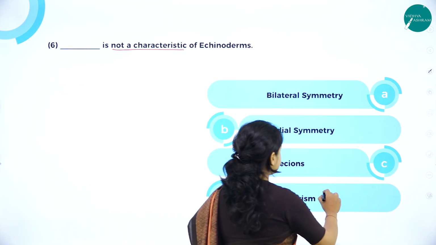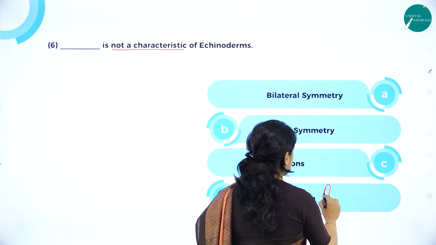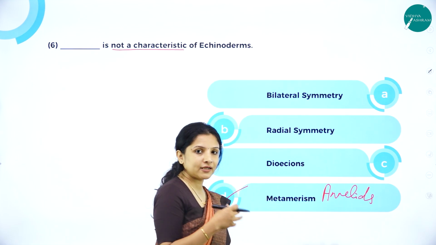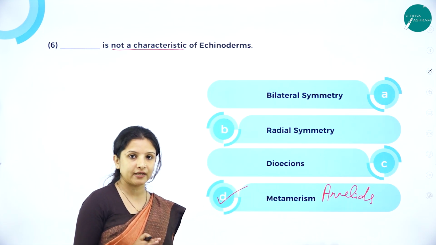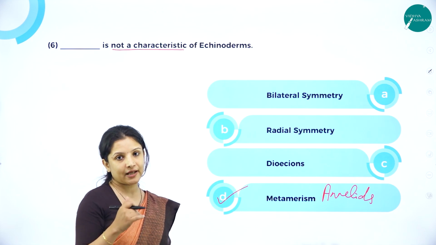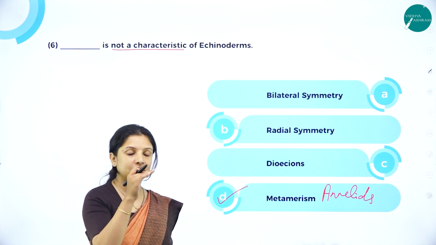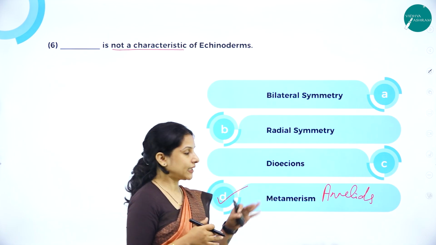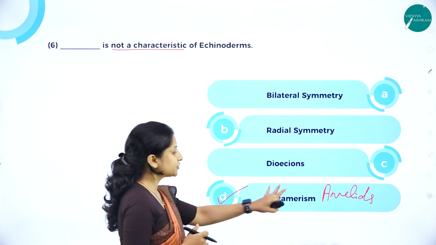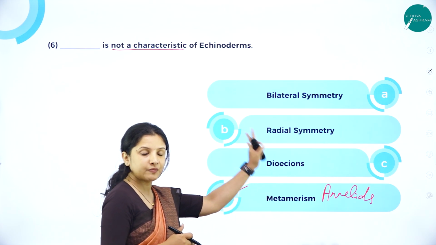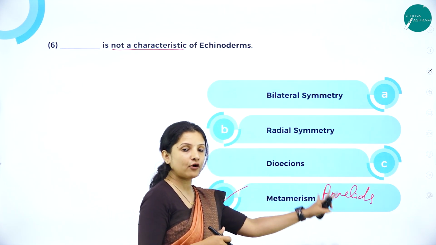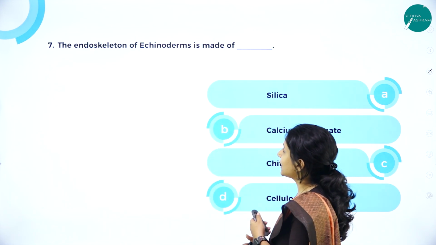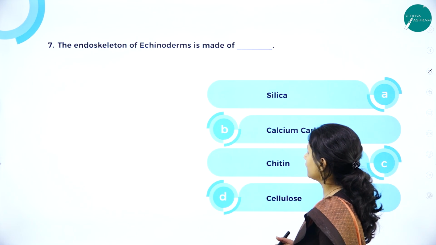but metamerism is a characteristic of annelids, wherein there are segments present or ring-like segments present in the body of the annelids, wherein up to a certain extent the organs are distributed. So, same organ gets repeated. So, that is metamerism. Therefore, this is not a characteristic of echinoderms because this is a characteristic only for annelids.